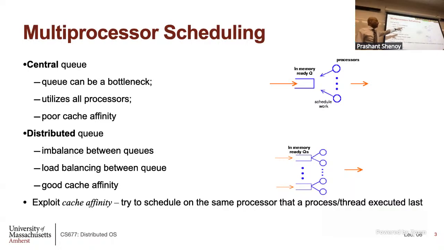But the good part is that since it's one queue, any processor can pull tasks from that queue. So even if there are lots of tasks queued up, you can assign them to any idle processor and make use of all of the processors. Okay, there's a question somewhere here. Yes, you had a question.